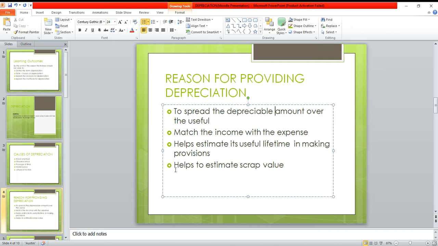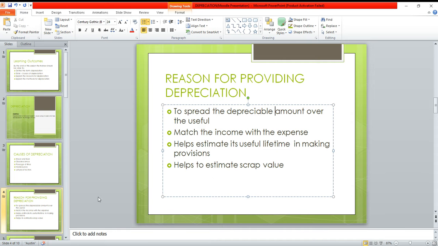Another reason is that it helps to estimate its useful lifetime, which allows an enterprise to set aside provision for that particular item. It also helps one to estimate the scrap value of an asset. So those are some of the reasons.